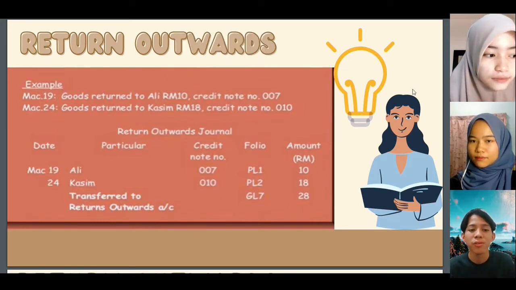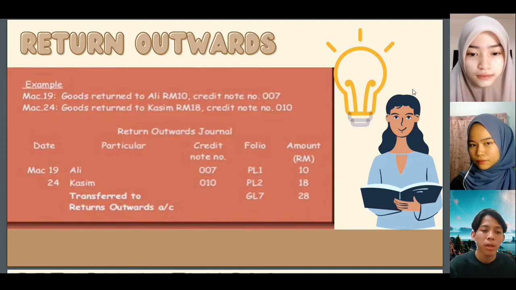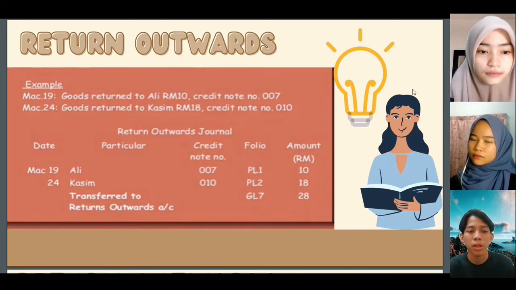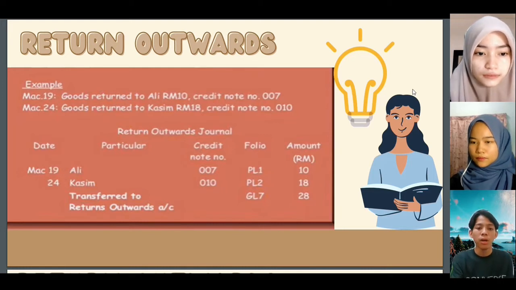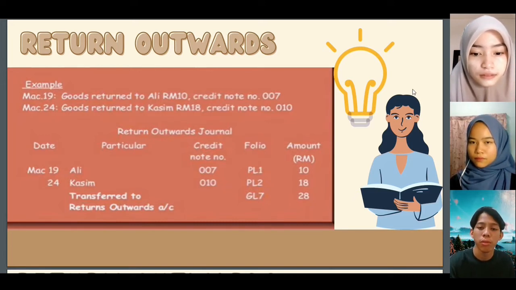Okay, at the end of the month, all transactions are combined to transfer to the return outward account. So we can see like this, they have two transactions, that is March 19 and 24. At the end of the month, Ali and Kasim's accounts are combined, 10 ringgit and 80 ringgit. That is 90 ringgit.